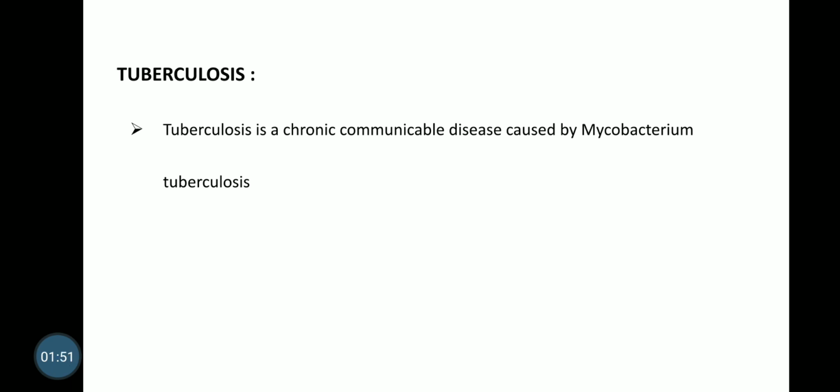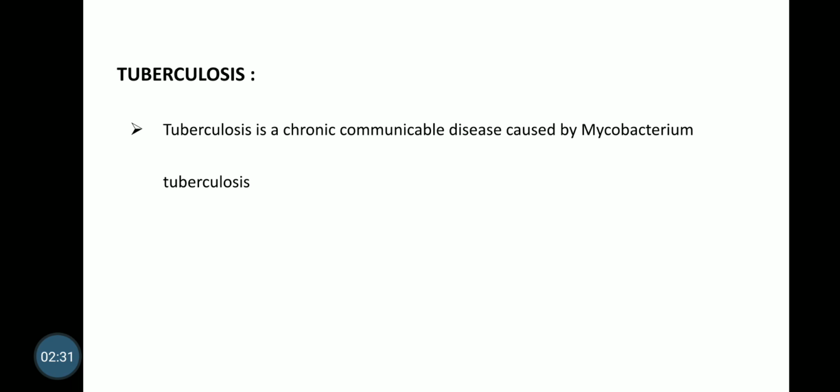Tuberculosis is a chronic communicable disease caused by Mycobacterium tuberculosis. It is a disease of respiratory transmission. A healthy person will get infected when he comes in contact with an environment which has been contaminated by tubercular bacilli, meaning an environment which contains Mycobacterium tuberculosis, and he then suffers from tuberculosis.